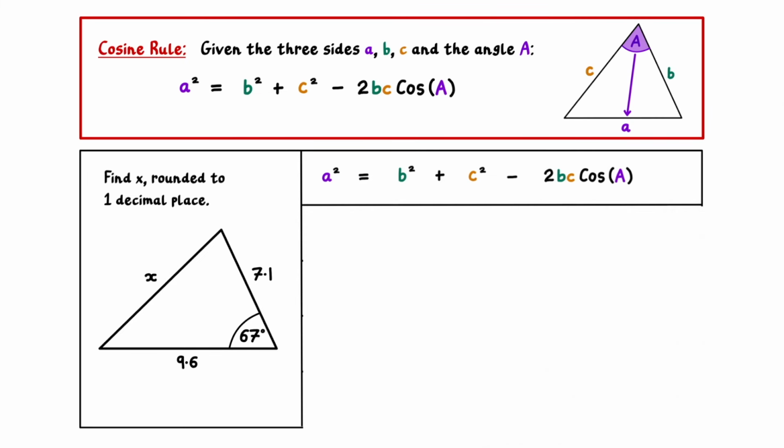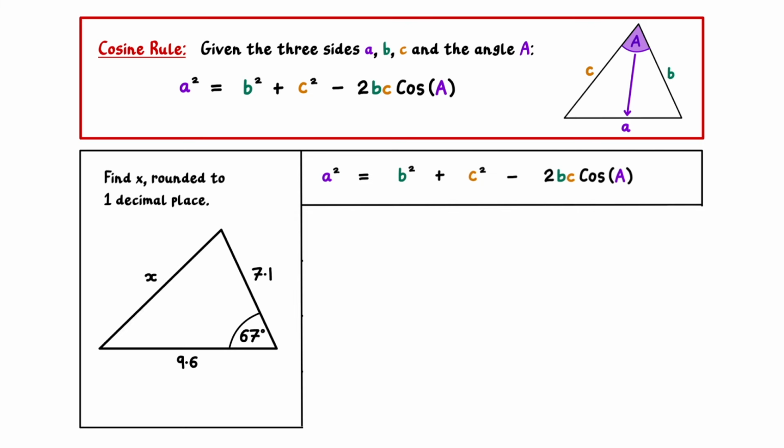Successfully applying the cosine rule involves two steps. First, we must correctly label the diagram and extract an equation. Second, we should use algebra to solve this equation. Let's see these two steps in action together.